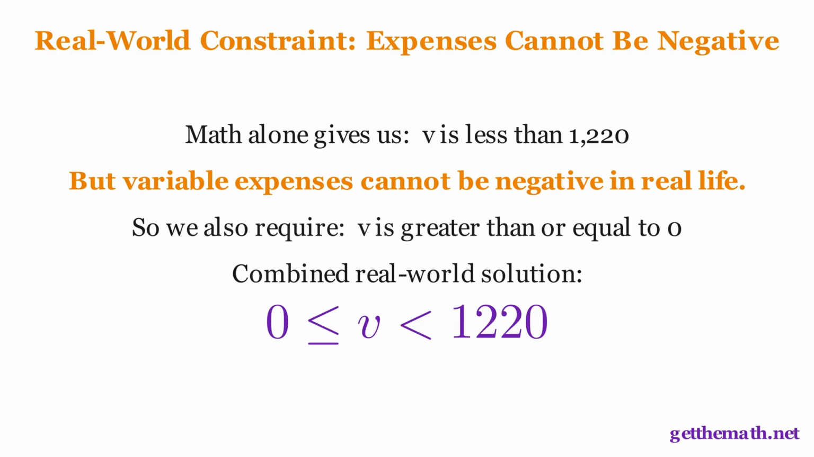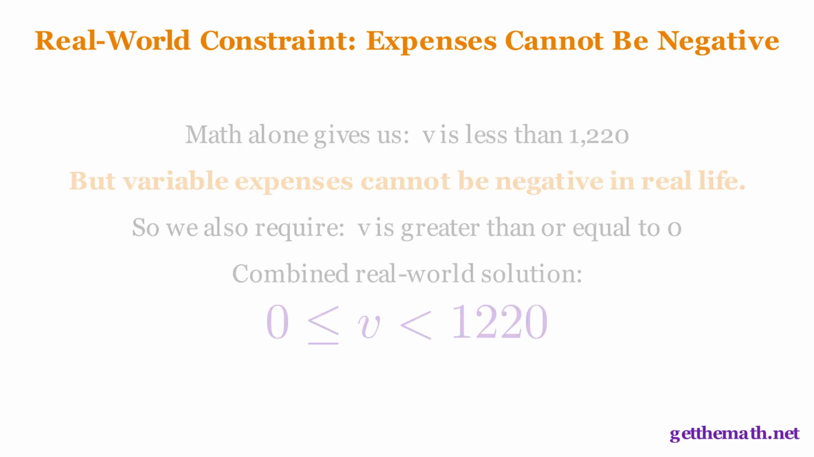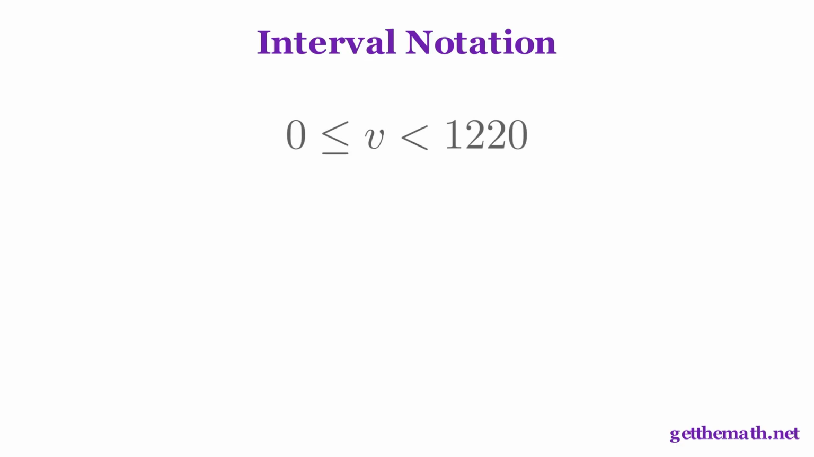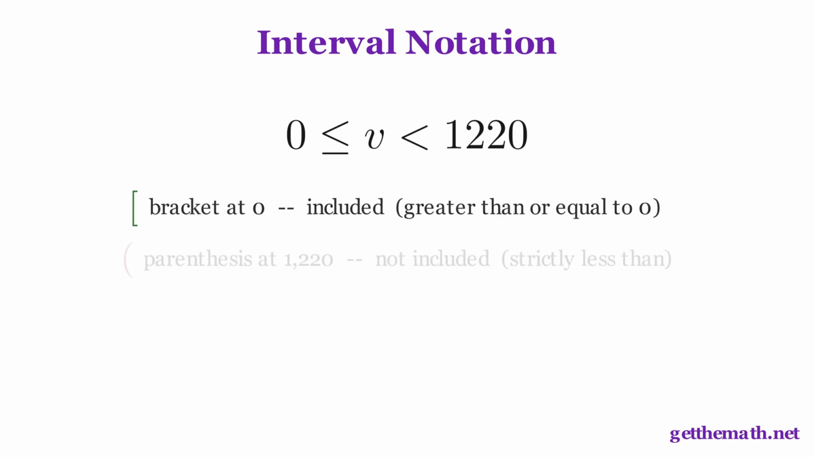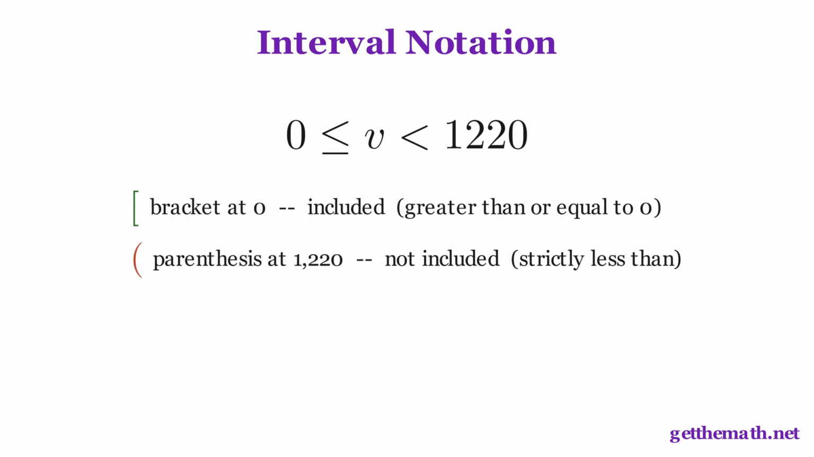Now let's write the answer in interval notation. Our solution is 0 is less than or equal to V, which is less than 1,220. For the left endpoint, 0, we use a closed bracket because 0 is included. Carlos could spend nothing on variable expenses.